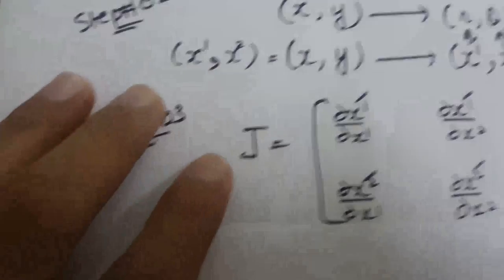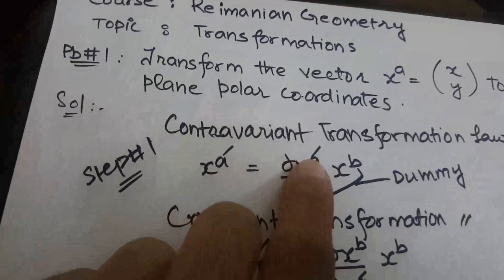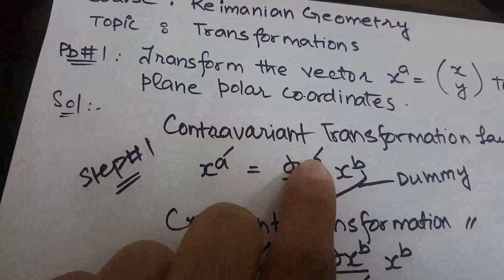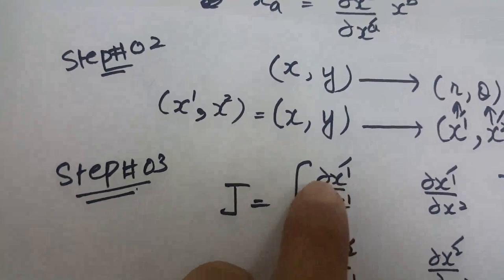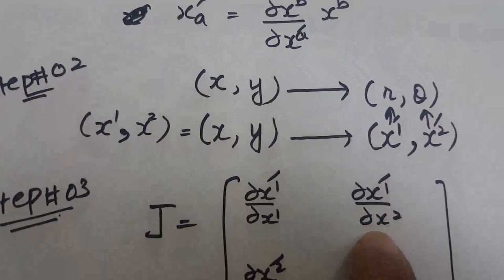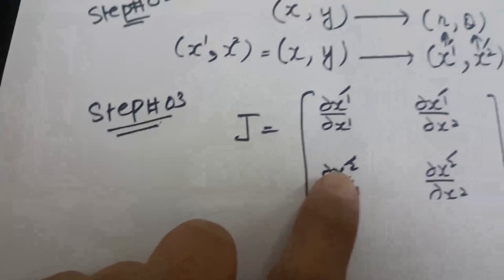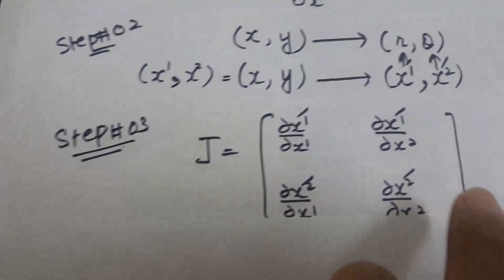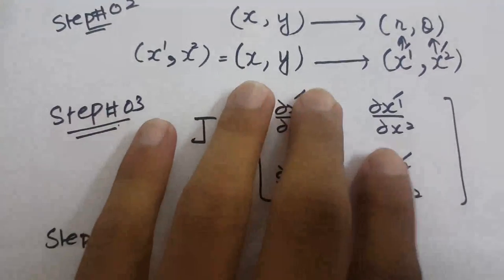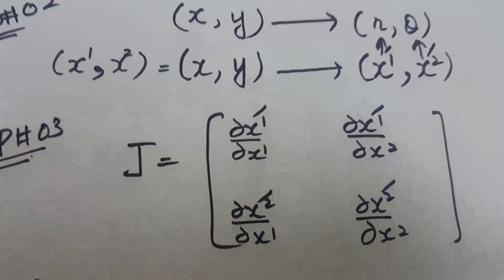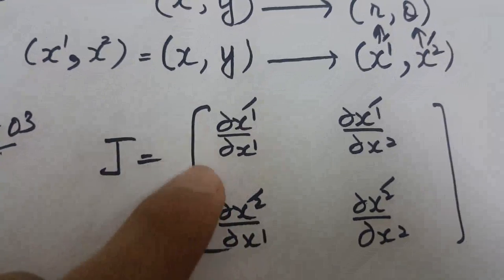So as primes are appearing above, we will write the Jacobi below, like x1 prime: derivative of x1 prime with respect to x1, similarly derivative of x1 prime with respect to x2, and the same way derivative of x2 prime with respect to x1, and similarly x2 prime with respect to x2. So later on you will know what actually it is.